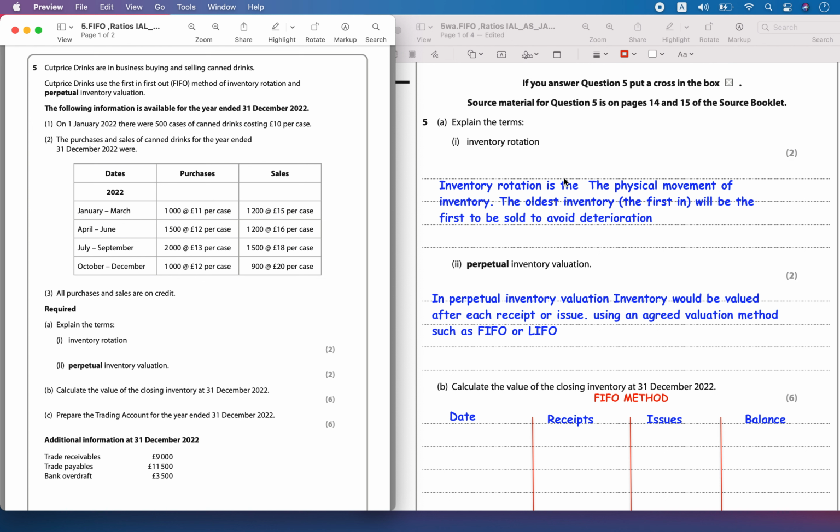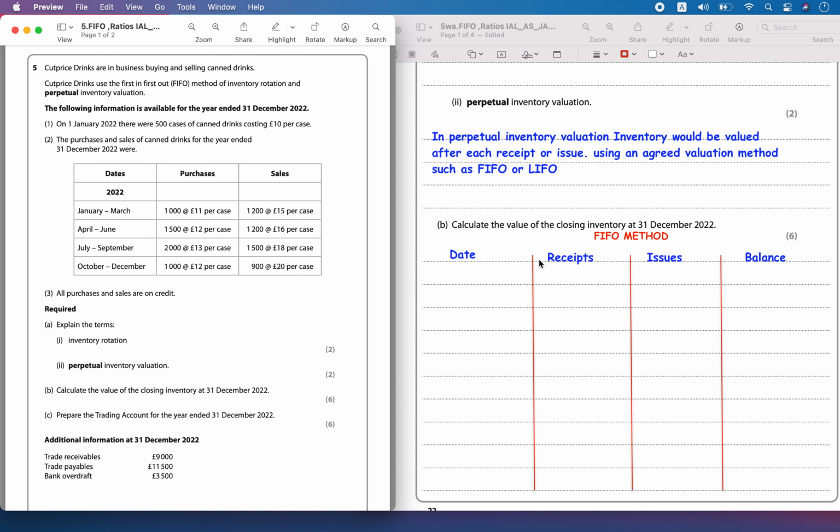Explain the terms inventory rotation. Inventory rotation refers to the physical movement of the inventory in which the oldest inventory will be sold first to avoid any deterioration or wastage. Then perpetual inventory valuation. In perpetual inventory valuation, inventory would be valued after each receipt or issue using an agreed valuation method such as LIFO or FIFO. You will use it and you will issue the receipt or the purchases.